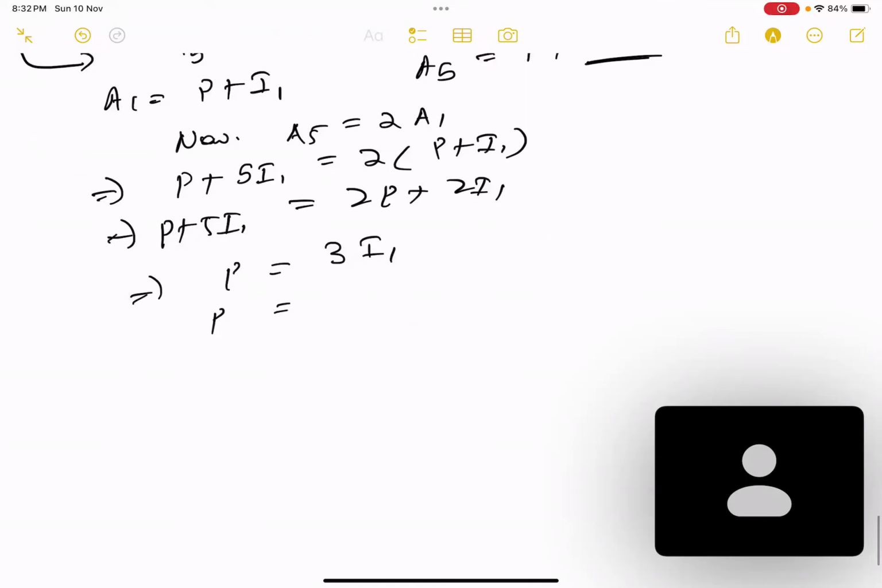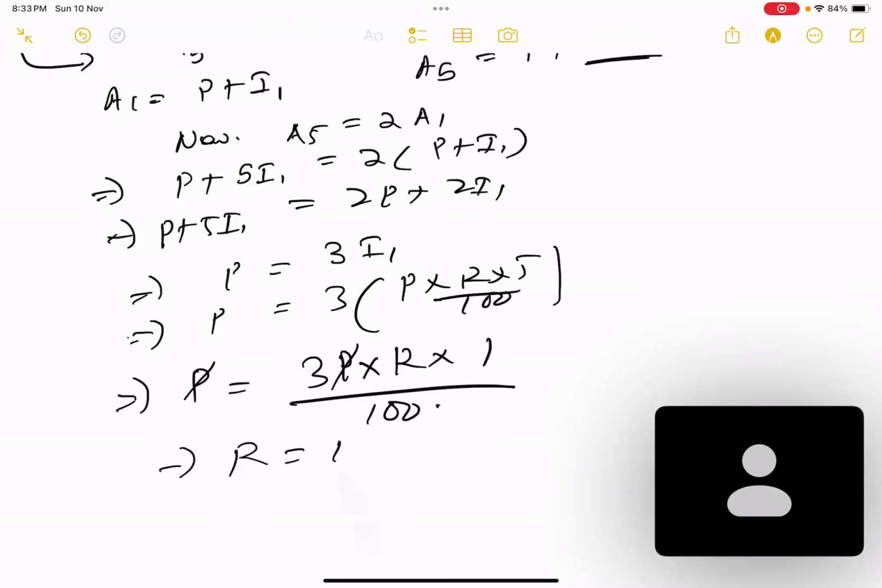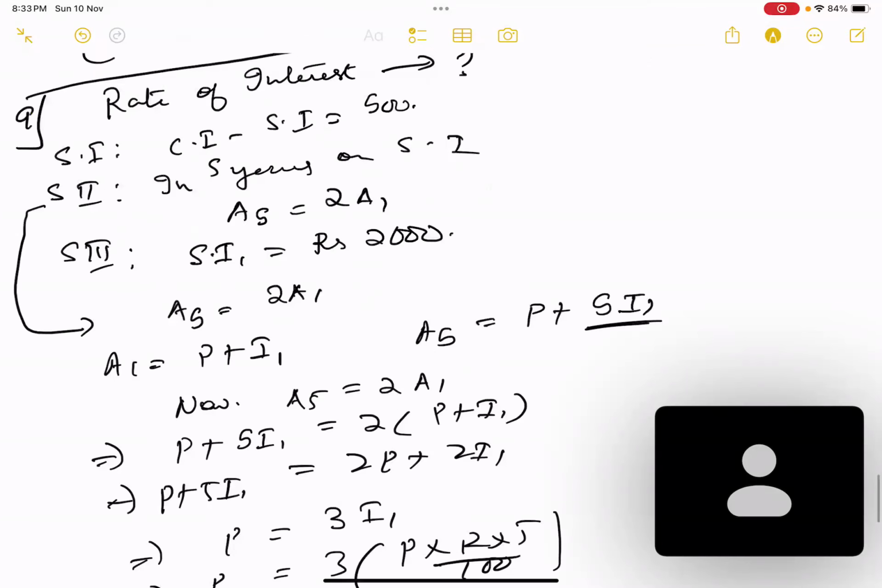Now P is equal to 3 times interest. The formula is P into R into T by 100, right? Now principal is equal to 3 times P into rate, which we don't know, but time is 1 year, since we are calculating only on a yearly basis on simple interest, divided by 100. Now P and P cancel. So R is equal to 100 by 3. This is the rate of interest. So by using only statement 2, we are able to find out the rate of interest.